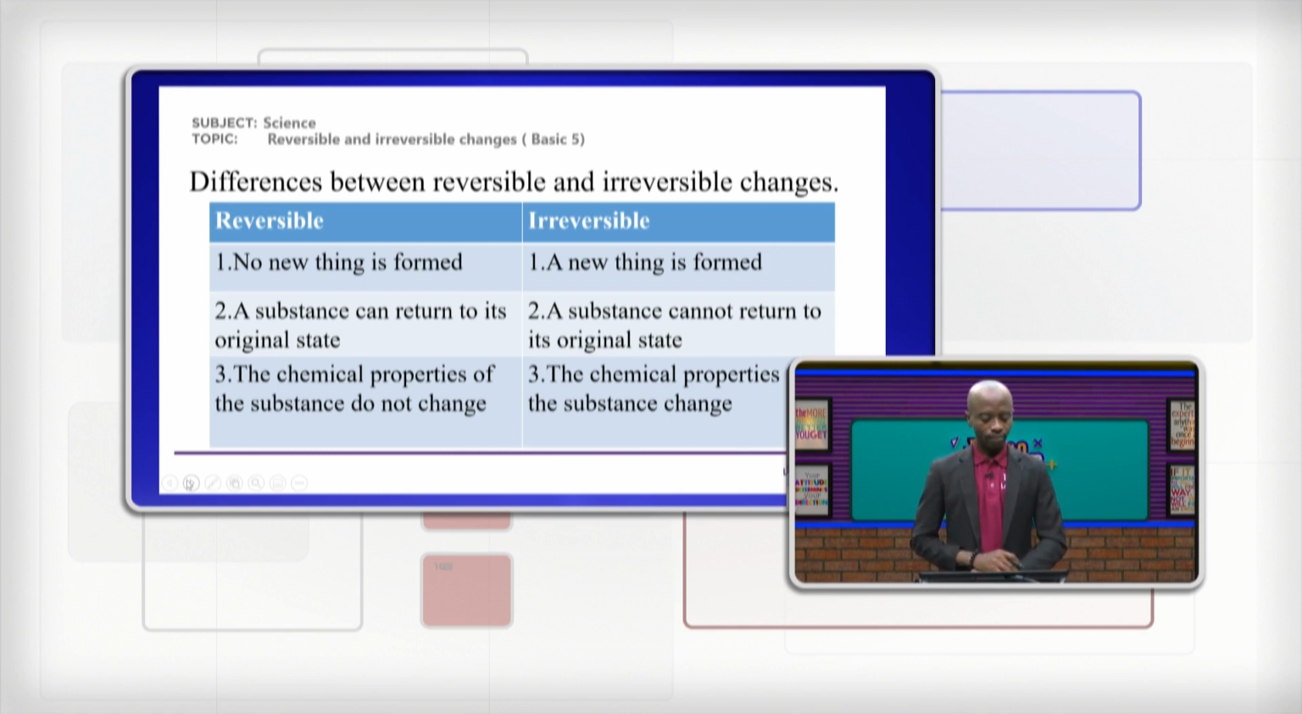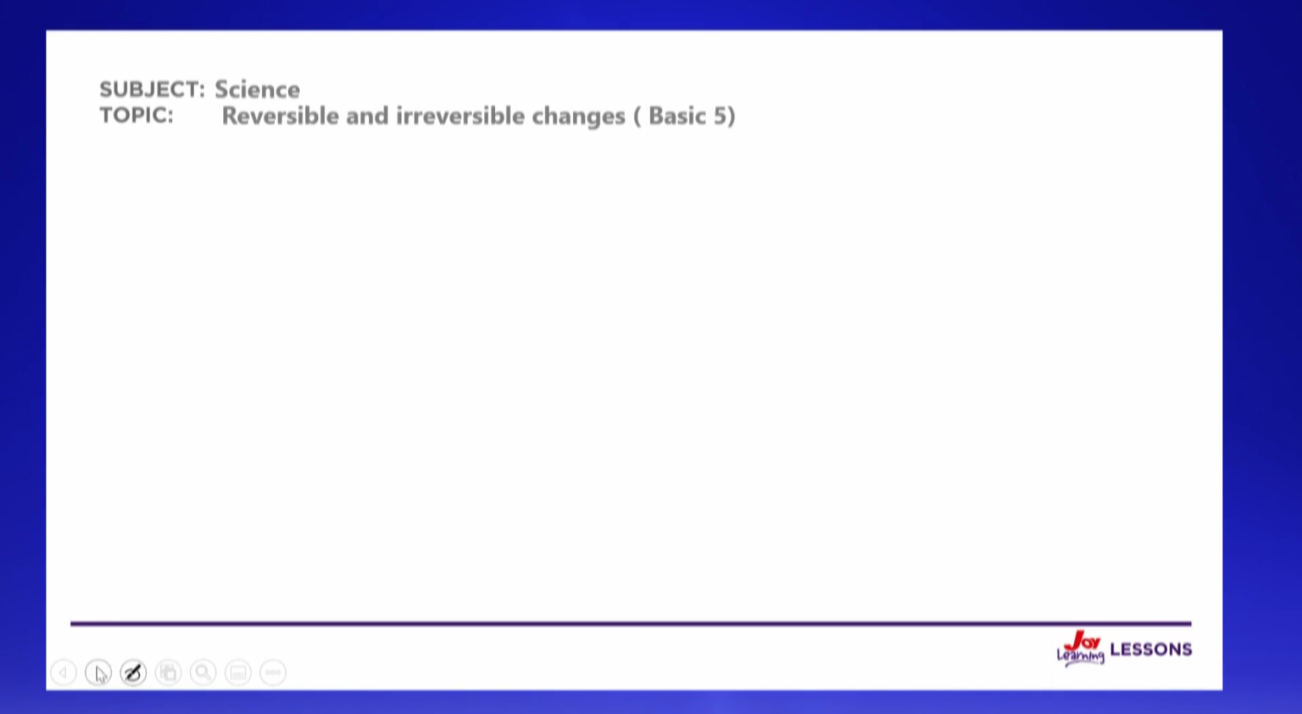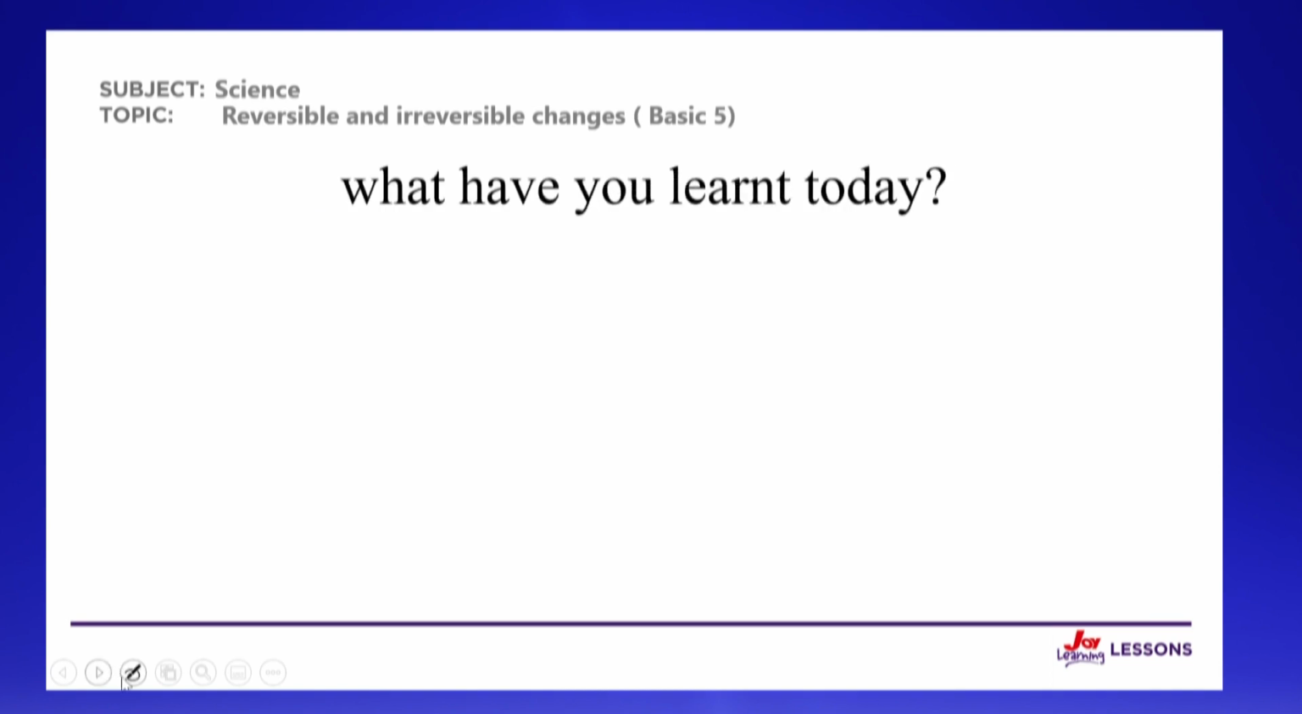Number three, with reversible, the chemical properties of the substance do not change. The properties of the substance are maintained. Now when you go to irreversible, the chemical properties of the substance change. All right. Good. So, what have you learned today?